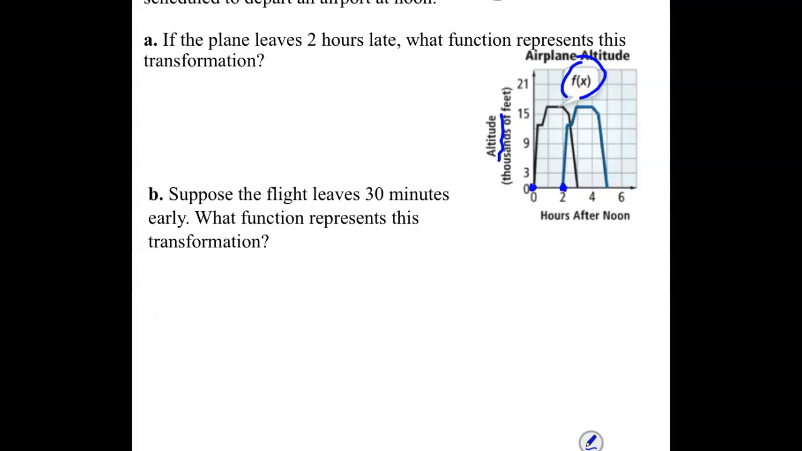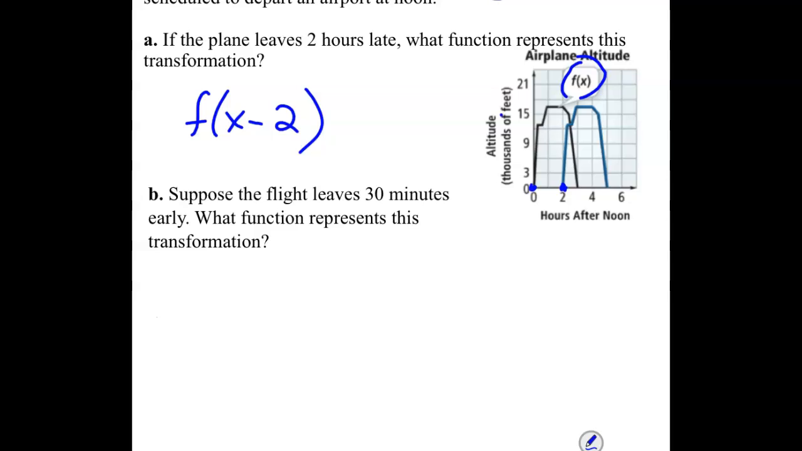How can I indicate with this function that I want to move it all to the right 2? I have to subtract 2. And I have to subtract 2 inside with the x. Right? Stuff inside is what's going to move it left and right. Okay? If I wanted to move this up 2, it would look like this. Right? The 2 would be on the outside of whatever the function is. Okay.